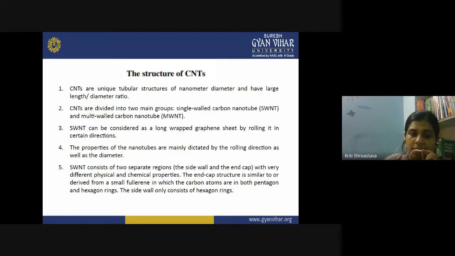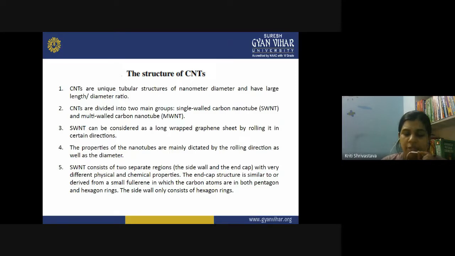The single-walled nanotube consists of two separate regions. Like I said earlier, it has a side wall which is chemically less reactive, and an end cap which is chemically more reactive. Both parts have different physical and chemical properties. The end cap is similar to a small fullerene in which carbon atoms are in both pentagon and hexagon rings, but the side wall only contains hexagon rings.